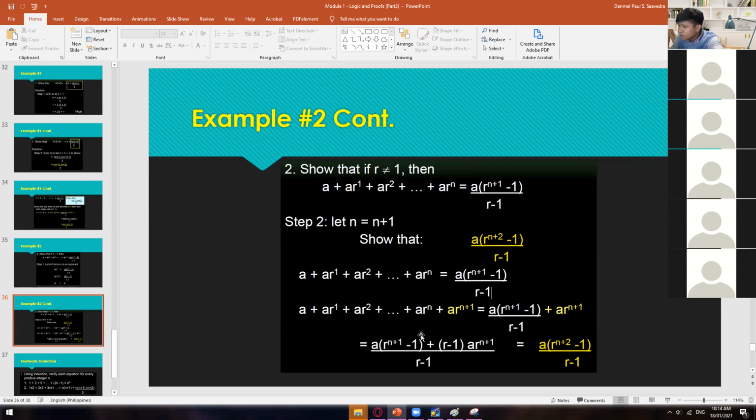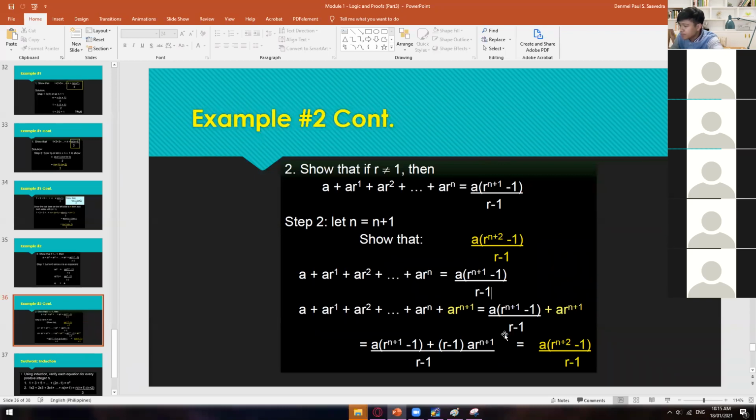So mula dito, i-simplify lang natin siya into like this. So a times r raised to n plus 1 minus 1 plus a times r n plus 1. Okay, so kagaya ng sinabi ko kanina, multiply mo lang itong denominator ng first expression natin sa right side and then yung denominator ng ilalim natin dito sa left side. Okay, or just simply crisscross.